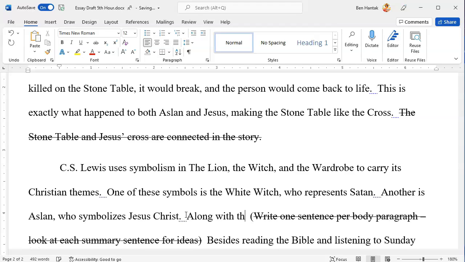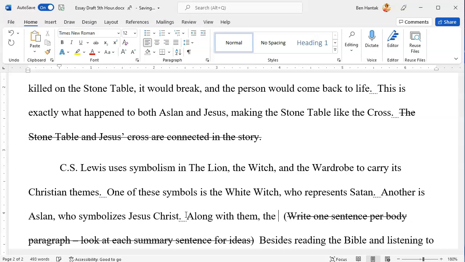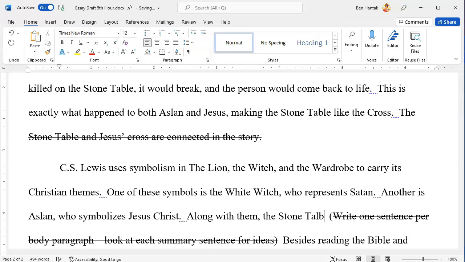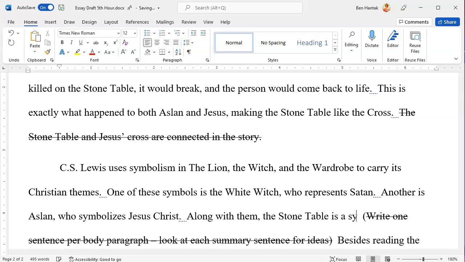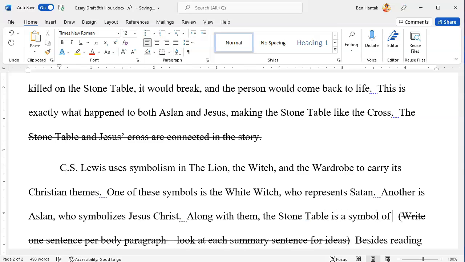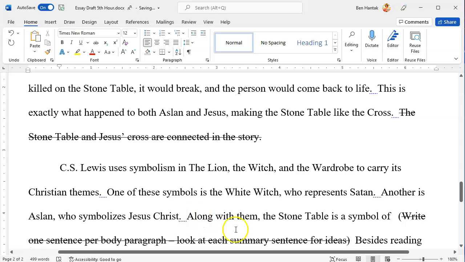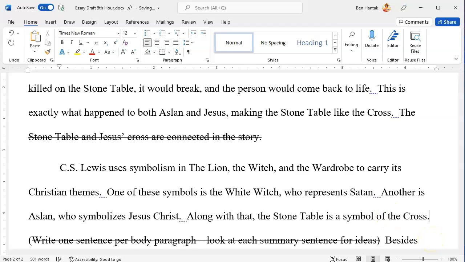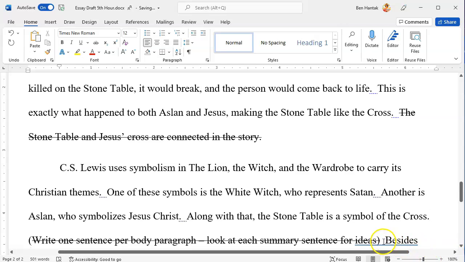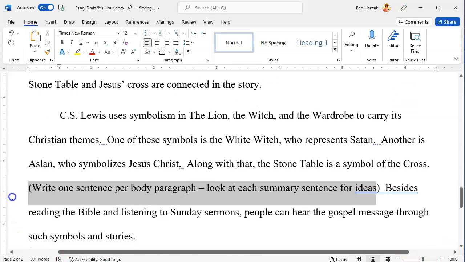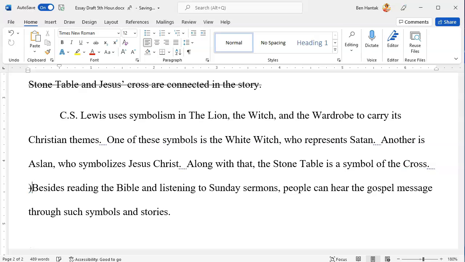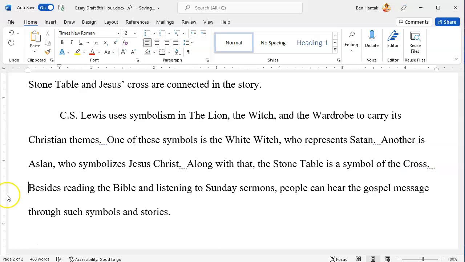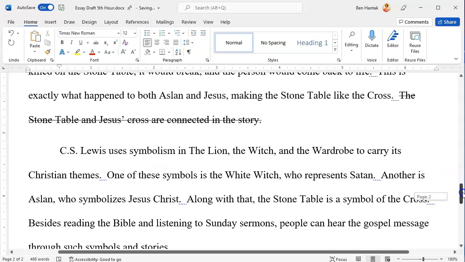Along with them, the stone table is a symbol. Oh wait. Along with that, the stone table is a symbol of the cross. Yeah. Now I can get rid of this right here. And that is our conclusion.